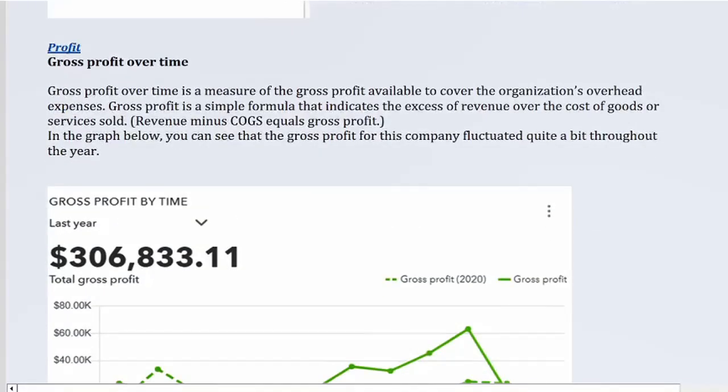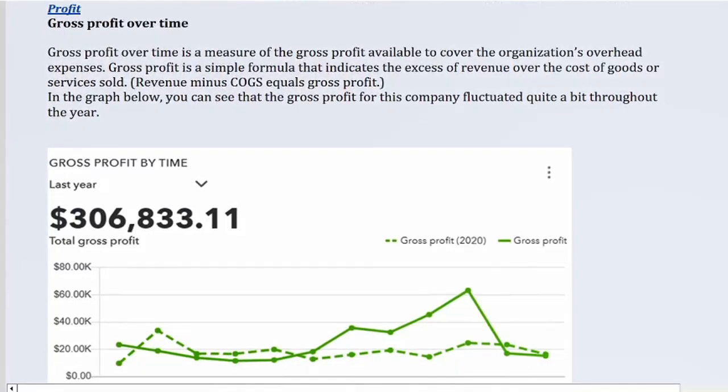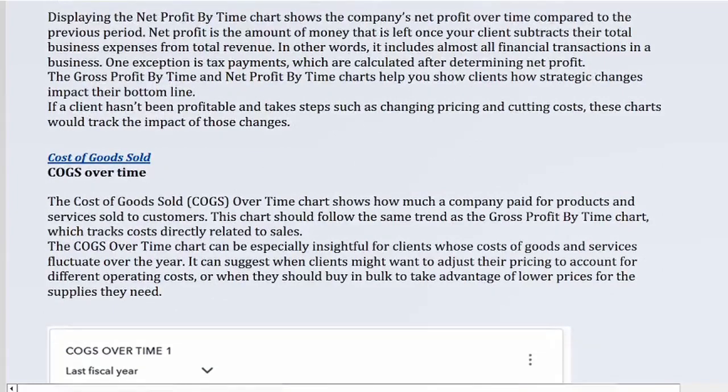Profit. Gross profit over time. Gross profit over time is a measure of the gross profit available to cover the organization's overhead expenses. Gross profit is a simple formula that indicates the excess of revenue over the cost of goods or services sold. Revenue minus COGS equals gross profit. In the graph below, you can see that the gross profit for this company fluctuated quite a bit throughout the year.